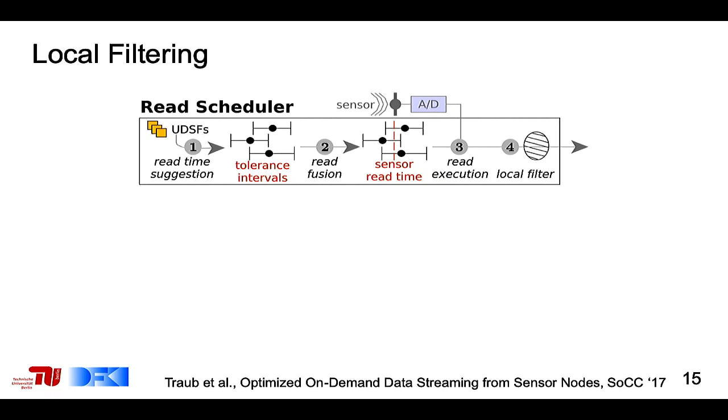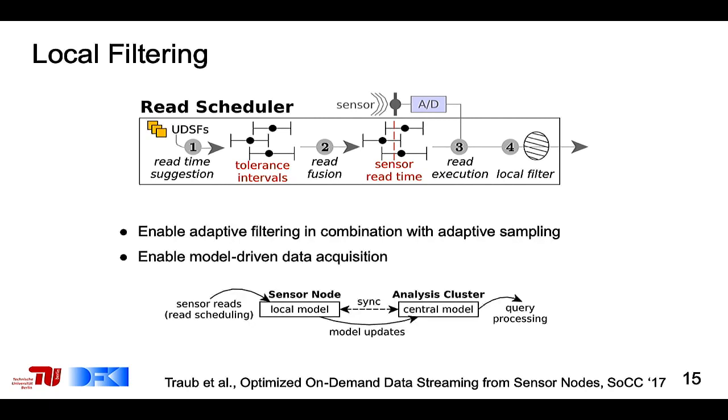And the interesting point about this combination of local filters and user-defined sampling functions is that we can have more complex logic, for example, model-driven data acquisition, where we could have a linear approximation of the data locally on the sensor node, and the same model at the central stream analysis system.